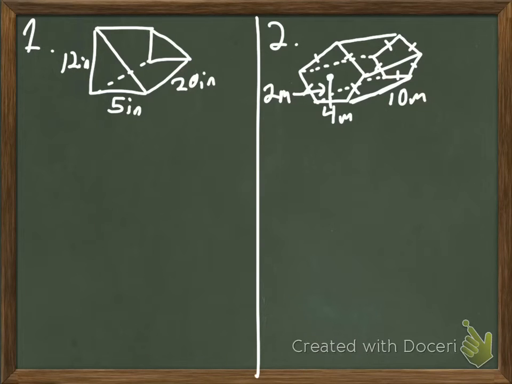So now I would like for you to pause the video again and work on these two examples with your group. Let me just fix this. These are right triangles. Let's go ahead and pause the video now.